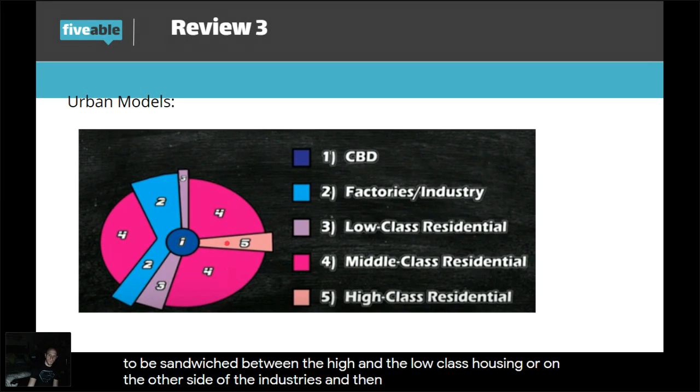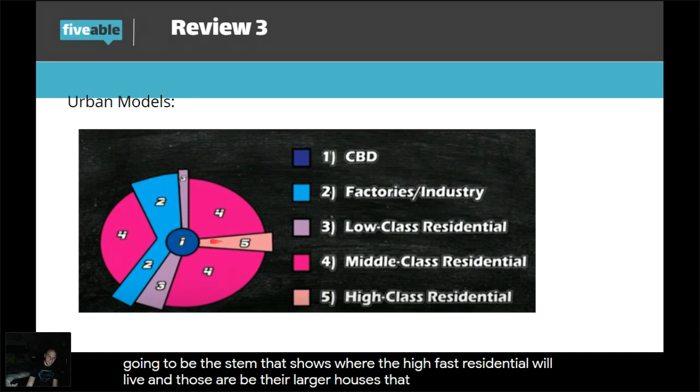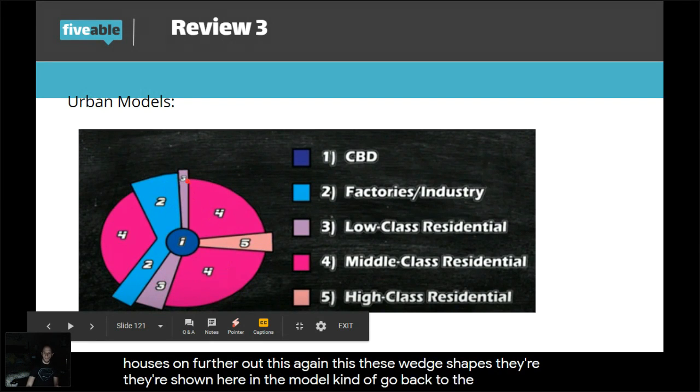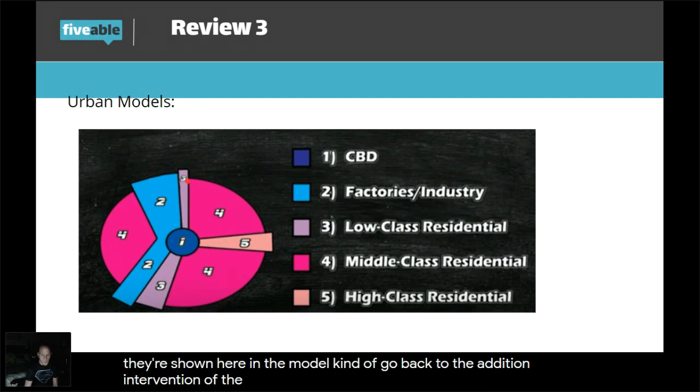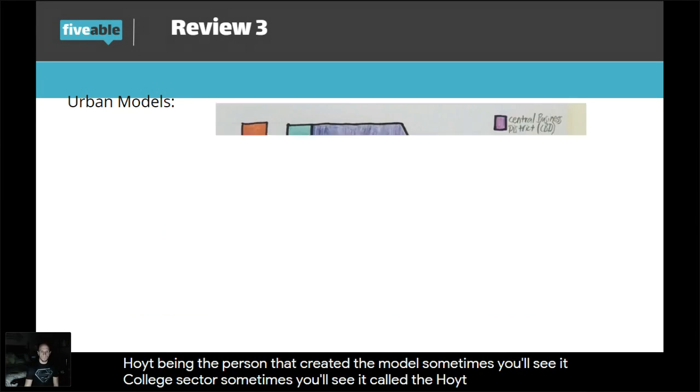And then finally, this number five is going to be the stem that shows where the high-class residential will live. Those would be either larger houses that have access to the city center, but also have access to more land that they can build bigger houses on further out. These wedge shapes shown here in the model go back to the addition and invention of the rail car. This is the Hoyt sector model, Homer Hoyt being the person that created the model. Sometimes you'll see it called sector, sometimes you'll see it called the Hoyt model.